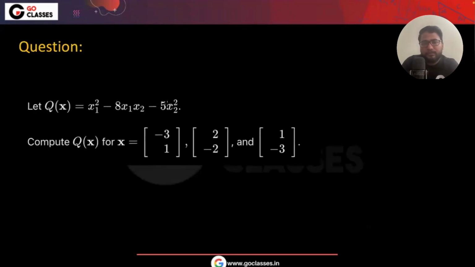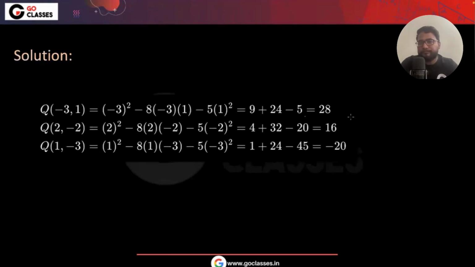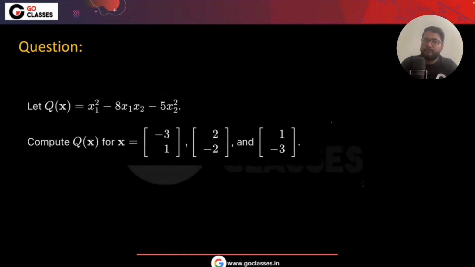For example, let's suppose this is Q(x), which is given, and now they're asking you to find Q(x) for x equal to these values. So they're asking you to find the final value of the scalar if x is this, or this, or this. I think that's easy. You can directly put the values in and find the value of the scalar. For example, you will get answers like 28, 16, minus 20. Understood? You can just put these values here and get the answer.